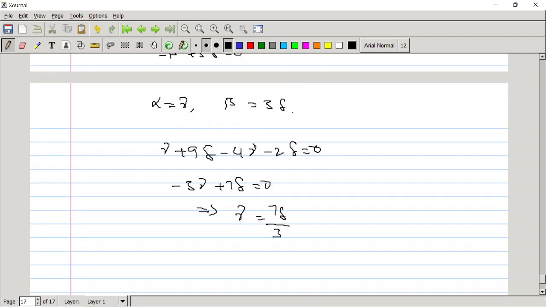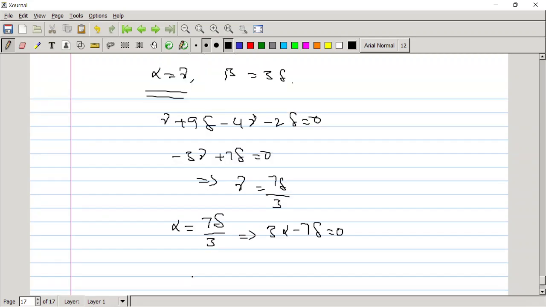By substituting this in this equation, we get alpha equal to directly this 7 delta divided by 3. That implies 3 alpha minus 7 delta equal to 0. Similarly, beta is equal to 3 delta. We don't have any equation for this.